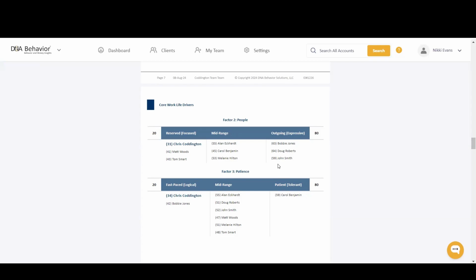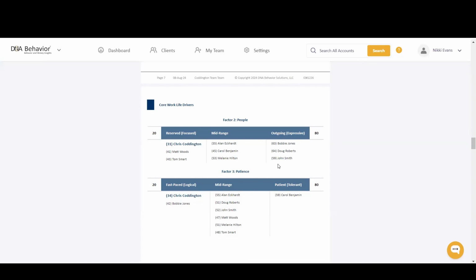Who can John go to talk his ideas out with, or how much time might Chris need before he can respond and have that discussion with Chris? So you want to look at where your team is. It's a pretty good balance actually of reserved and outgoing on the team, and mid-range, you've got a very even split here on the people factor.